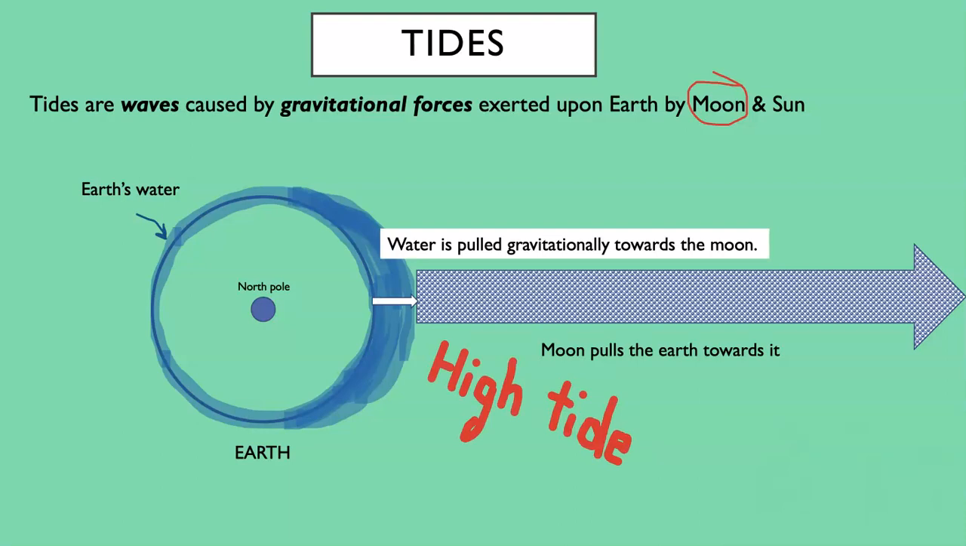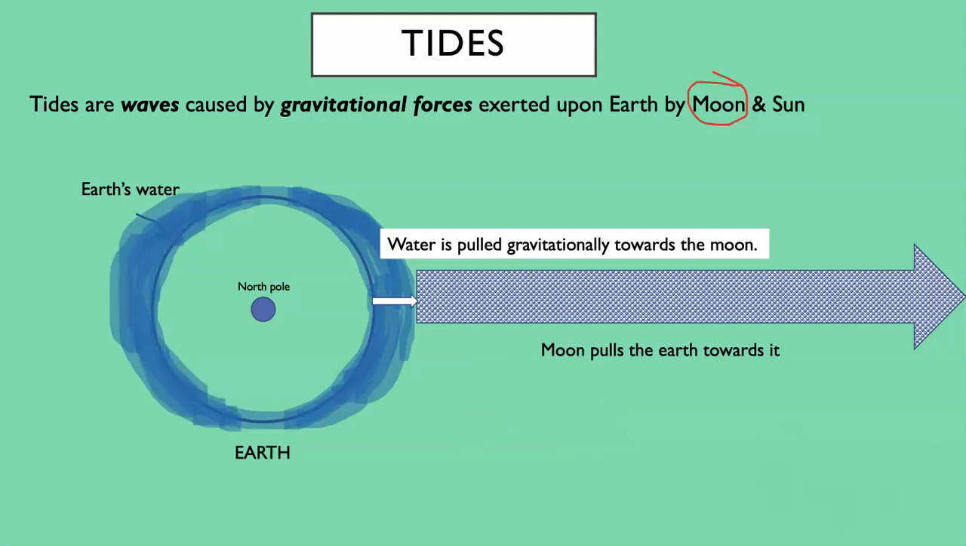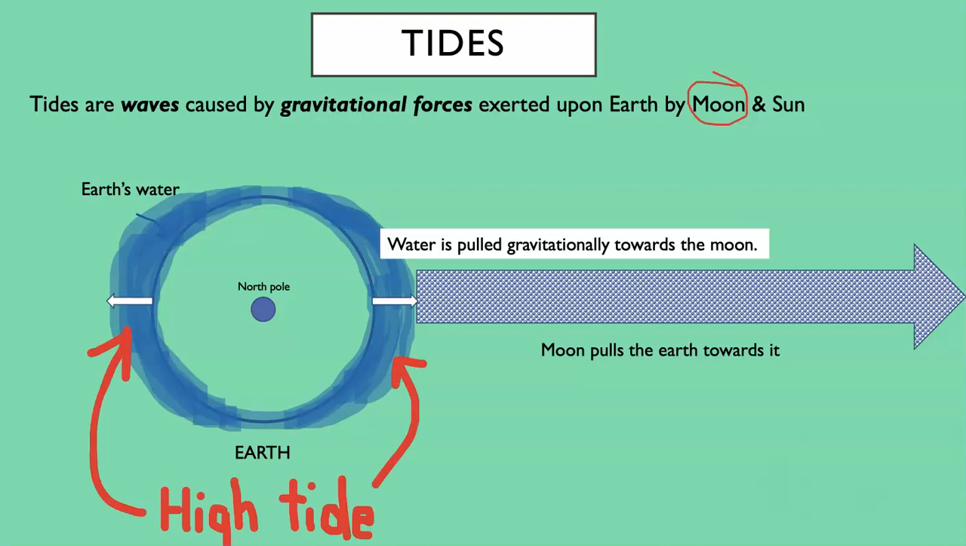Now, I'm exaggerating this quite a bit in this cartoon here, for reasons that you really don't want me to go into, but you're welcome to check out in your textbook. There is an equal and opposite high tide created on the other side of the Earth from the position of the moon. So we actually have two high tides, one on the side of the Earth that's facing the moon and one on the opposite side.